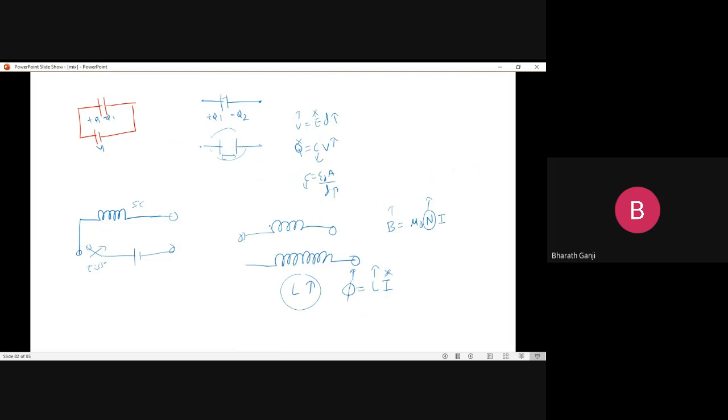First of all, is there any energy stored inside the inductor or not? Is energy stored inside the inductor or not?